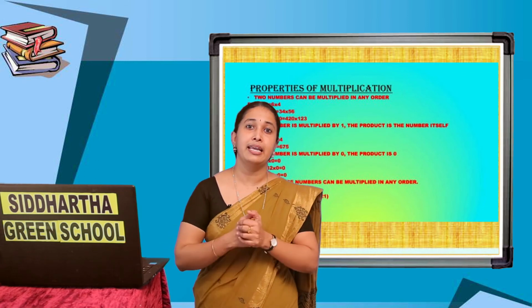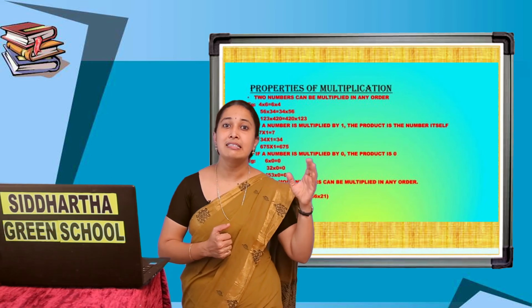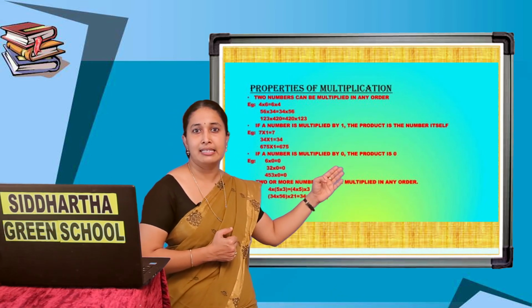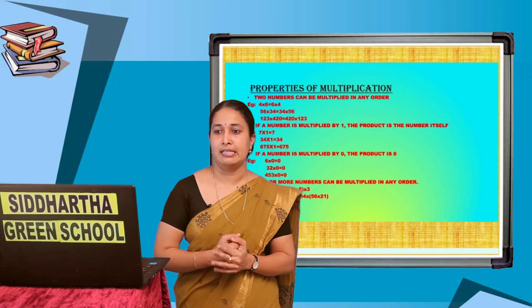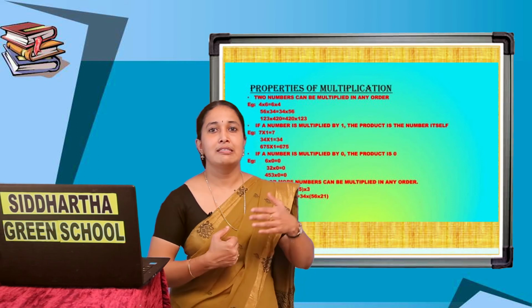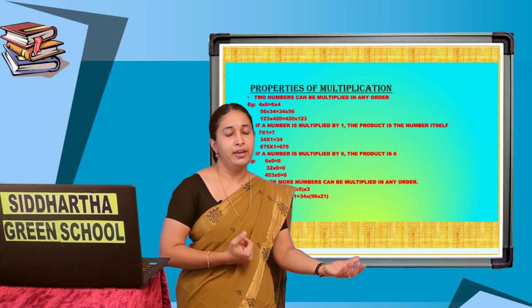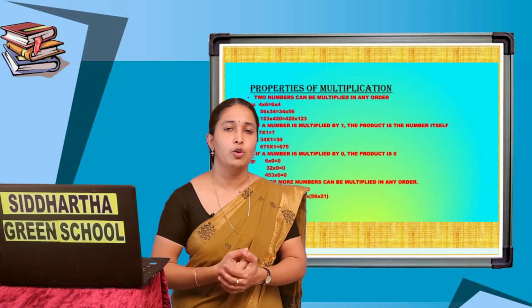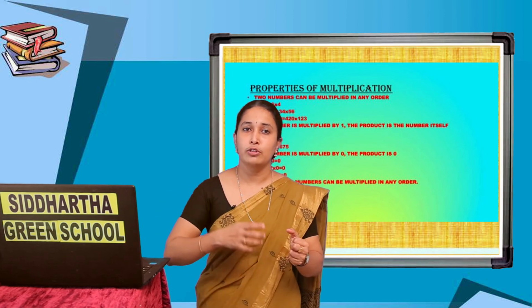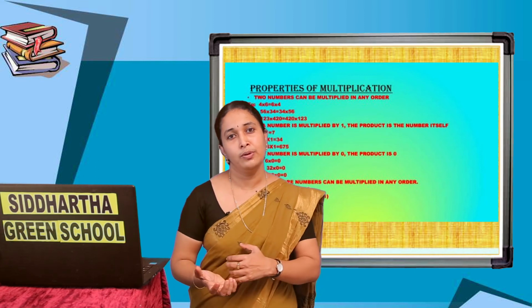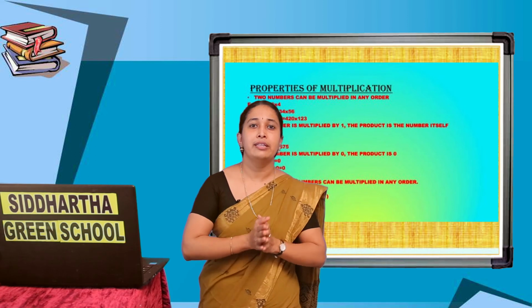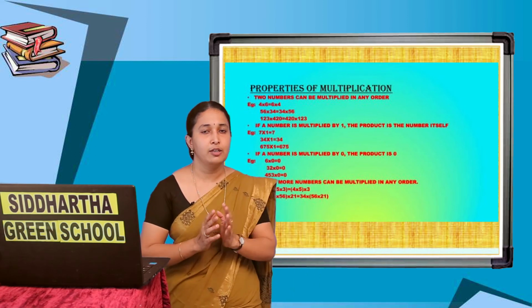Then the third property, if a number is multiplied by 0, the product is 0. That is 6 into 0 is equal to 0. And what is 32 into 0? 0. Any number, 123 into 0, what is the answer? It is 0. Then what is 4280 into 0? That is also 0. So any number multiplied by 0, the product is 0 itself.